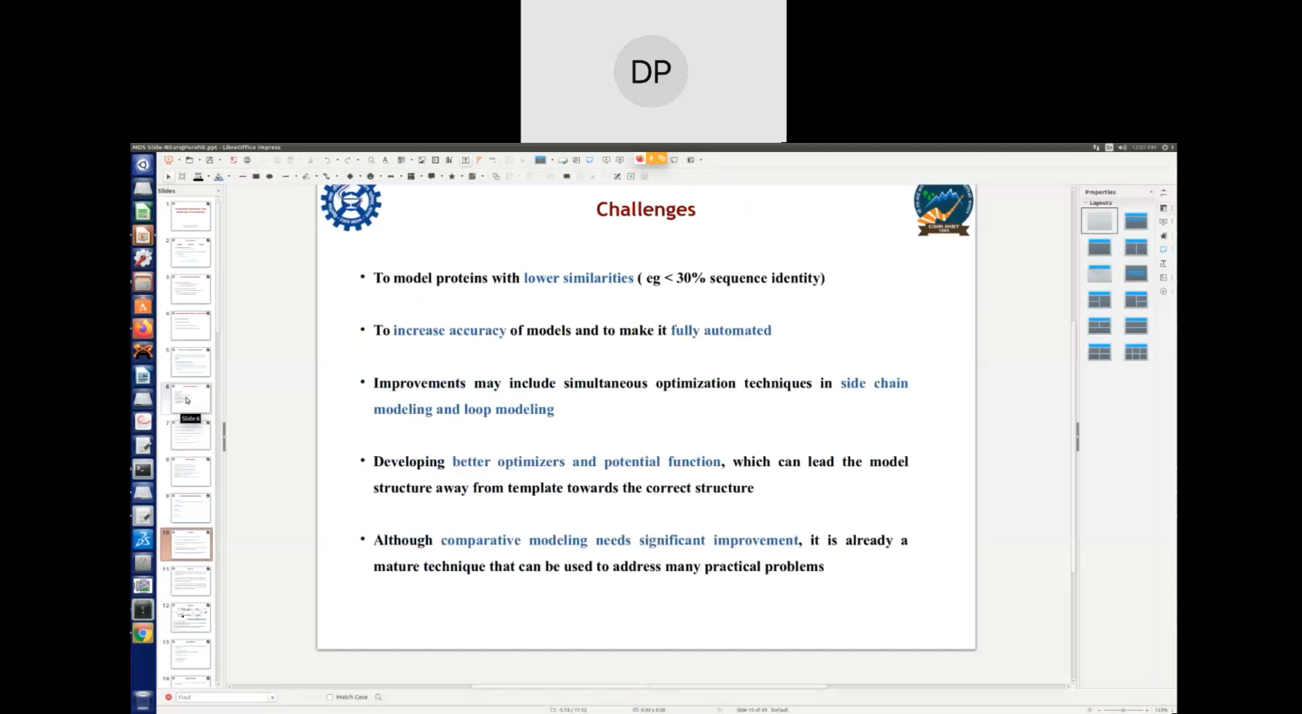What are the challenges? I mean, we have the structure coming out from the computational technique, or homology modeling. So what are the challenges? To model a protein with lower similarity is the main challenge. If the similarity between your query sequence and the database sequence is lower than 30%, then you are in trouble. You cannot predict your structure through homology. Another challenge is to increase the accuracy of the model and to make it fully automated.